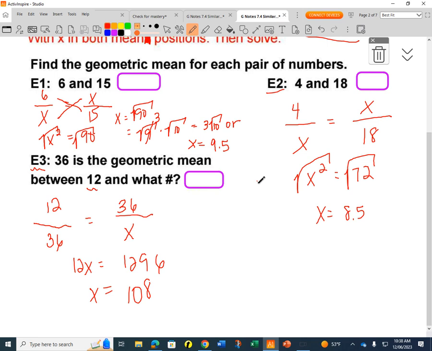Jaden? So you put 36 on both ends? Yes, because they told us that was the geometric mean. So here we were looking for the geometric mean, so our unknown was an X, and it has to be the same, because that's by definition what a geometric mean is. Both those values would be the same. You're good?